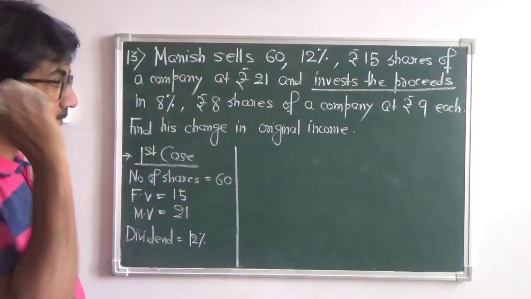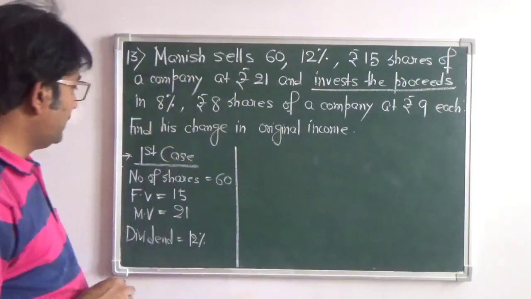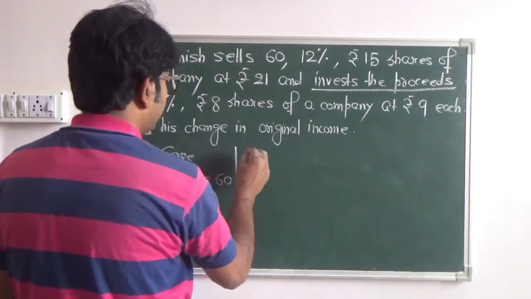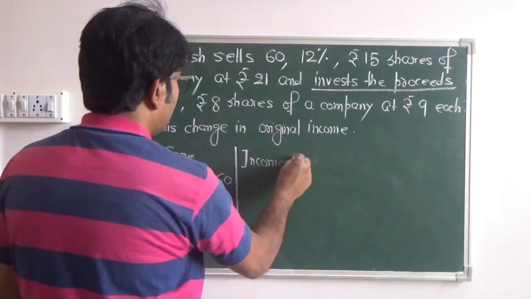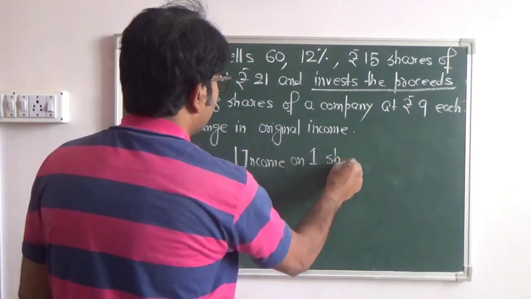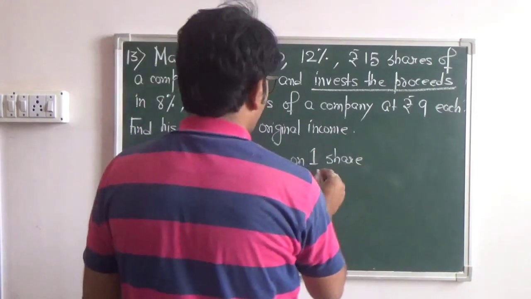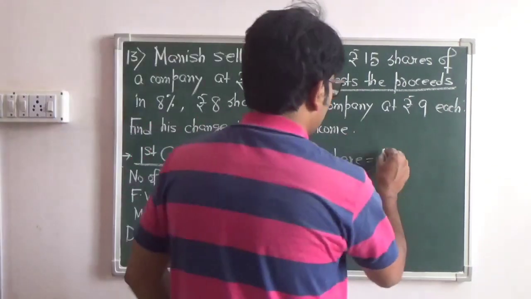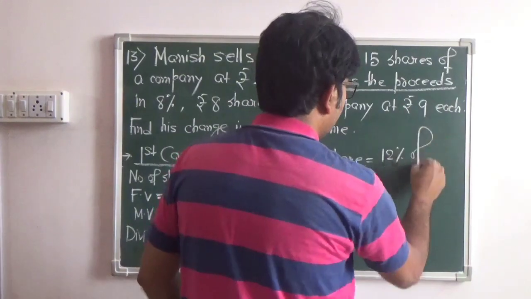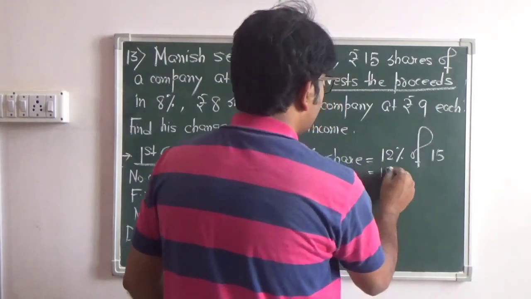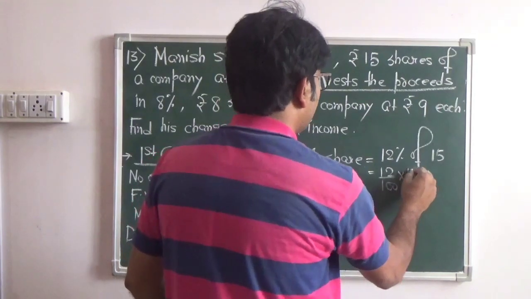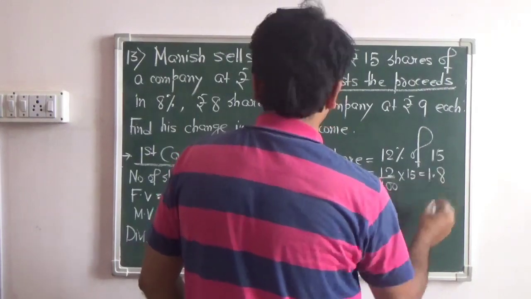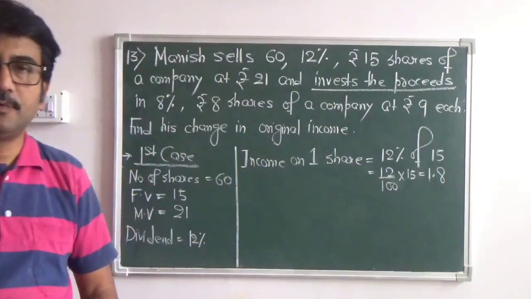So what you need to find, you have to find the total income. So first of all, you need to find the income on one share. Income on one share, and that is equal to how much? 12% of the face value, that is 15. That is 12% of rupees 15. That is 12 by 100 into 15. That is, I think, 1.8. Rupees 1.8 is the income from one share, right?